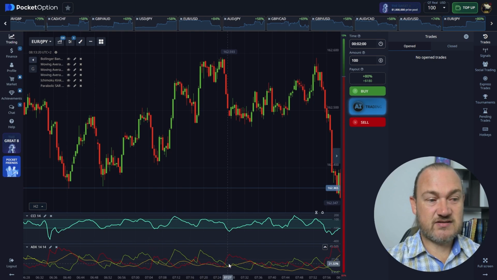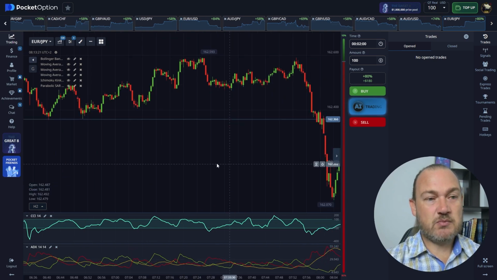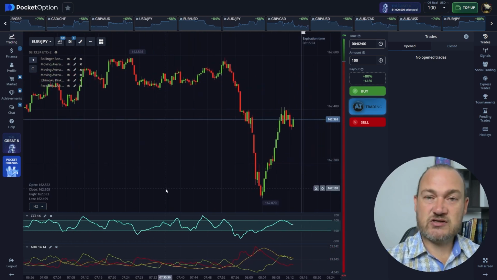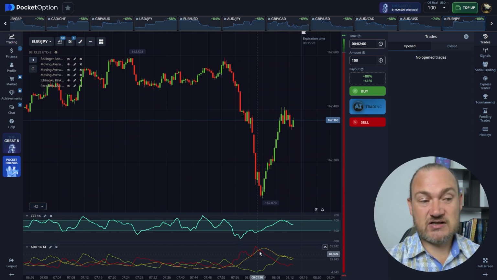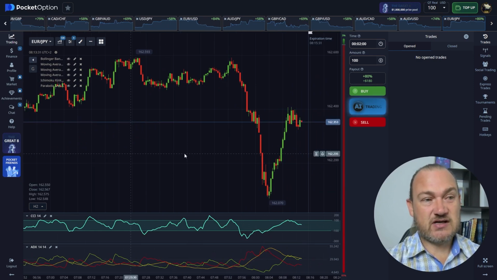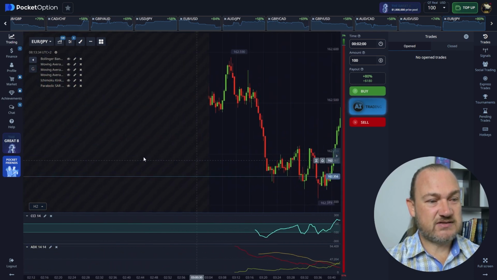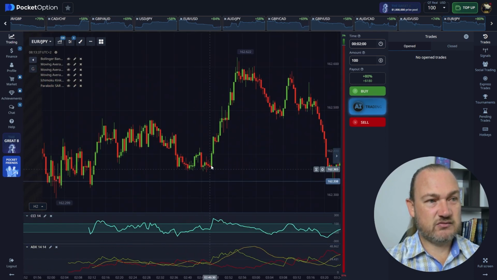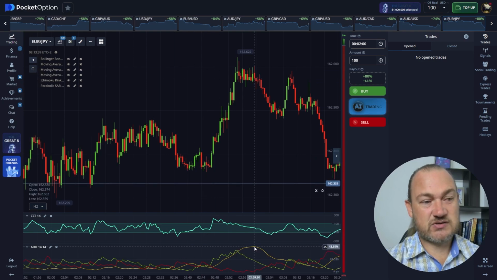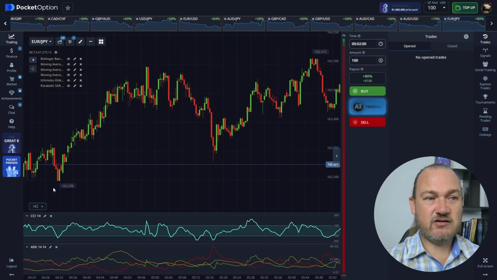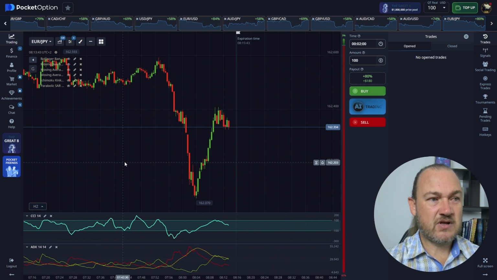This yellow line is the actual ADX. Remember, the ADX doesn't show you direction, it shows you the strength of the movement. So the ADX will go up when price goes down, or it will go up when price is going up. Let's see if we can find an up. There we go. So price was going up and the ADX was going up as well. It shows you strength, not direction.